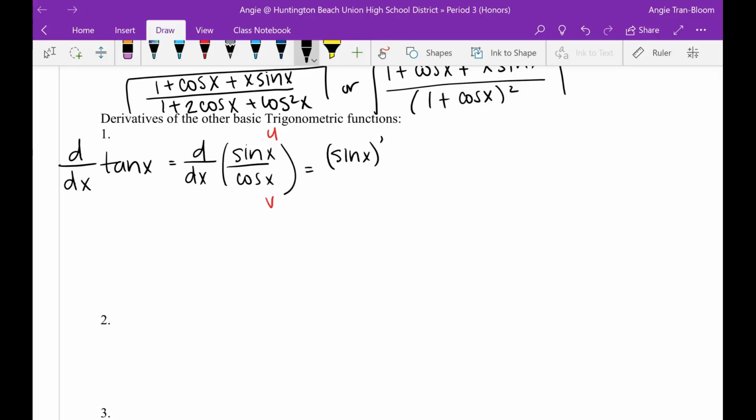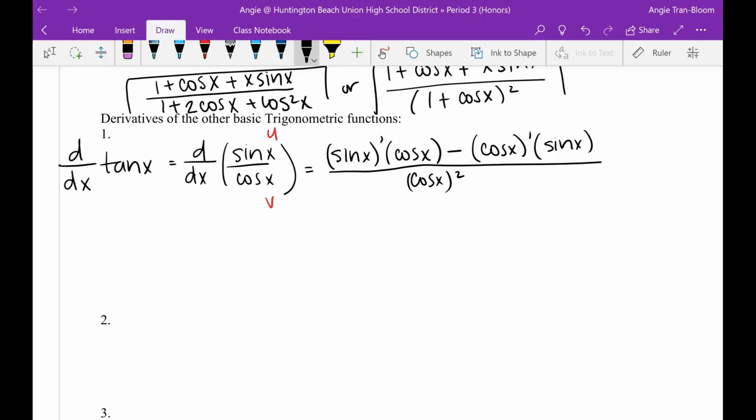We'll work on that in a little bit. Then it says times v, right? V is the bottom, which is cosine of x, minus v prime, so I'm going to write everything out first. I haven't done any derivatives yet. I'm just filling in the formula. Times u, which is sine of x, all over v squared, which is on the bottom, cosine of x squared. Then from here, I will try to do the derivative of sine.